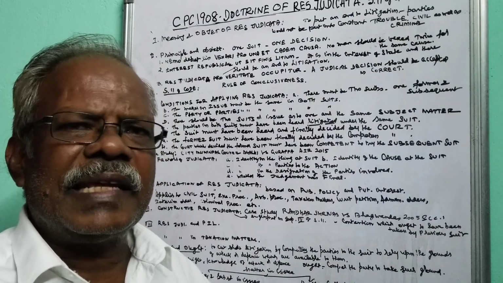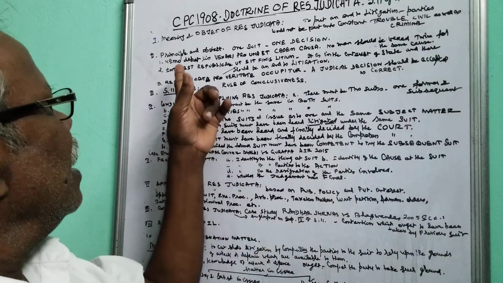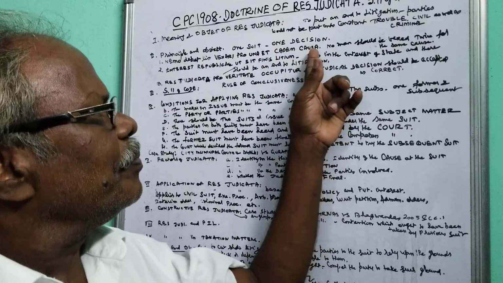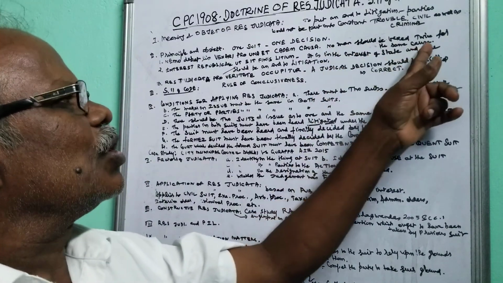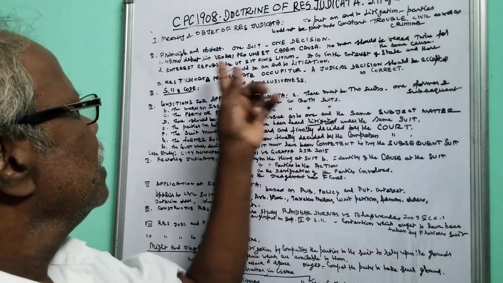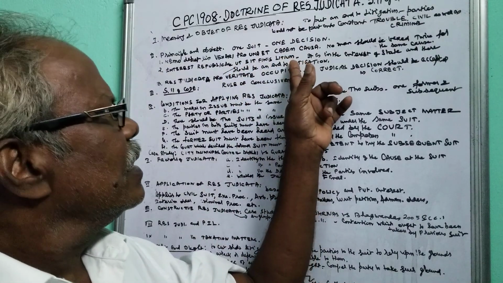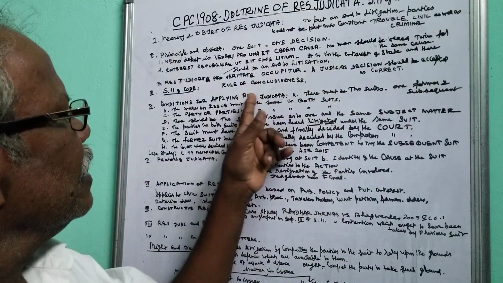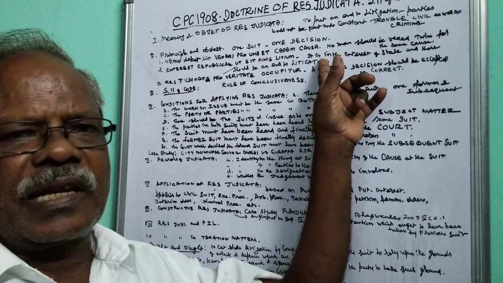The principle underlying res judicata has three Latin maxims. One is nemo debet bis vexari pro una et eadem causa, that is, no man should be vexed twice for the same cause. Second is interest reipublicae ut sit finis litium. It is in the interest of the state that there should be an end to litigation. There should not be multiplicity of litigation.